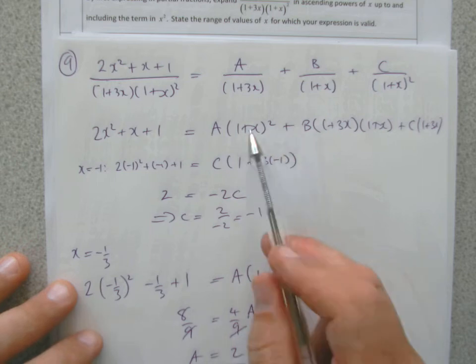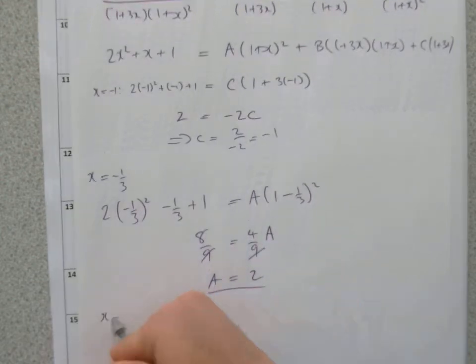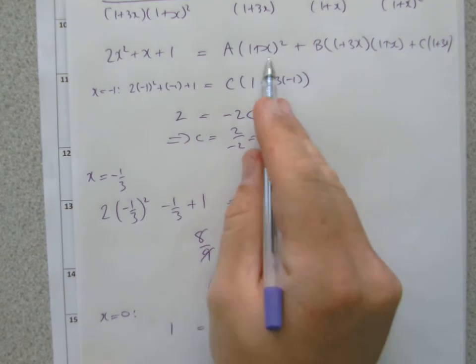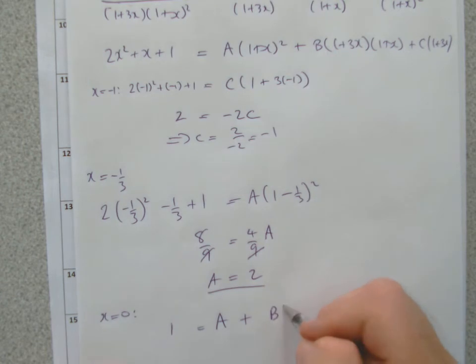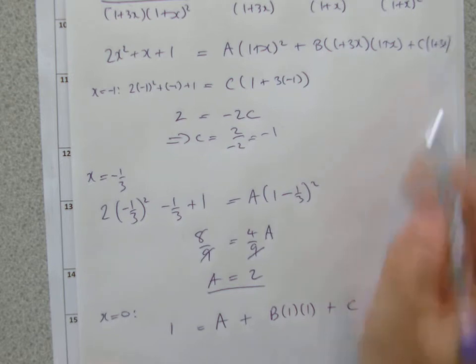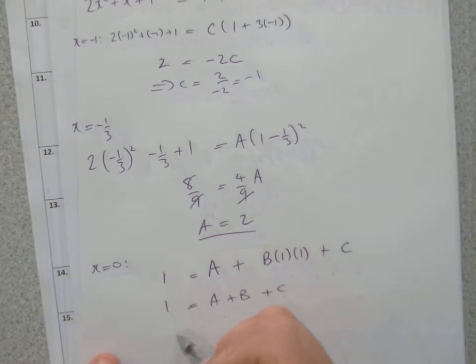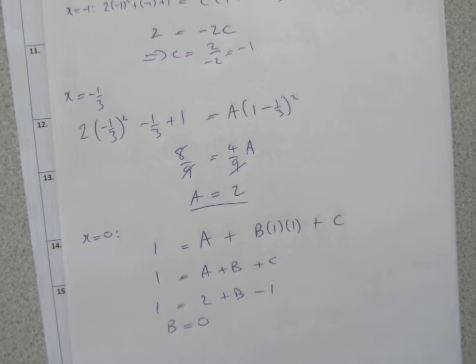Now to get the value for B, there's no other value we can set x to eliminate, so we set x now to be 0. All that will go, so you get 1 here. That then will become A, this will be B, and then in the first bracket you've got 1, in the second bracket you've got 1, plus C, and that's just 1 when x is 0. So 1 equals A plus B plus C, so 1 equals 2 plus B minus 1. That means B is actually 0.